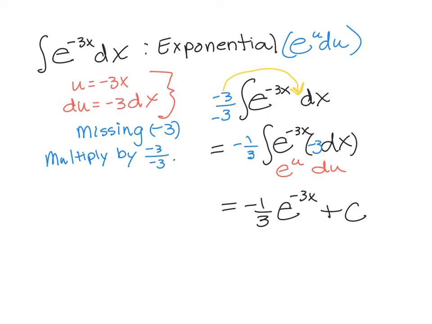So what I'm going to multiply by is the missing piece over itself. This means I'm multiplying by 1. But when I multiply by that 1, the -3 that's missing in my du is going to go in and give me a perfect du on the inside, while the -3 in the denominator stays outside and is now my coefficient. And the integral of e to the u, perfect du, is just e to the u.